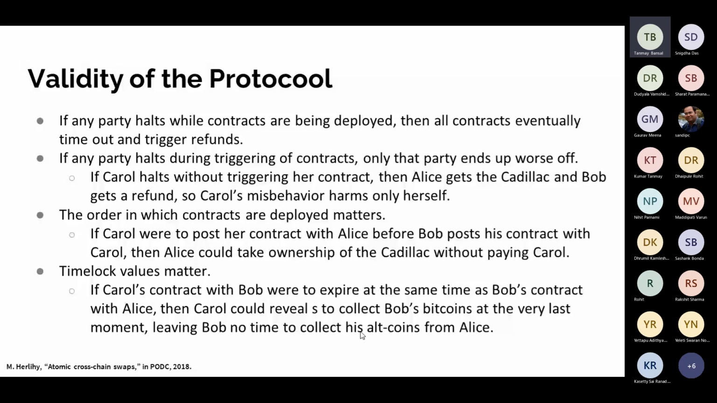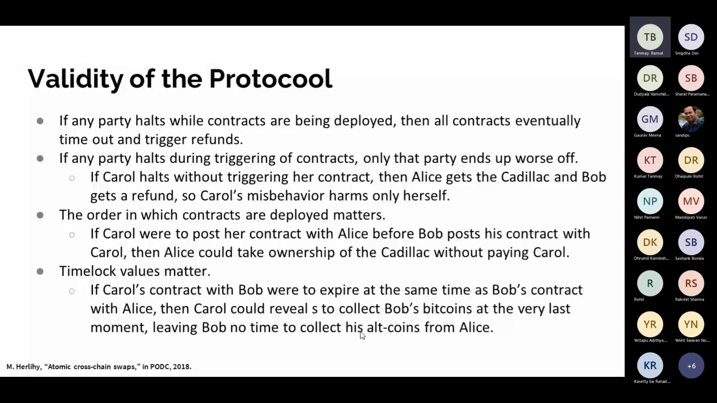So it is important that if Carol's contract with Bob were to expire at the same time as Bob's contract with Alice, then Carol could reveal S to collect Bob's bitcoins at the very last moment, leaving Bob no time to collect his altcoins from Alice. So you have to ensure that these deltas are selected in such a way that there is enough time for people to collect.